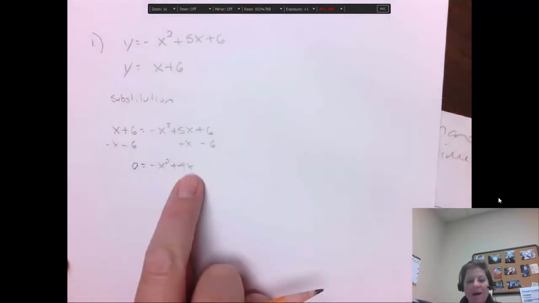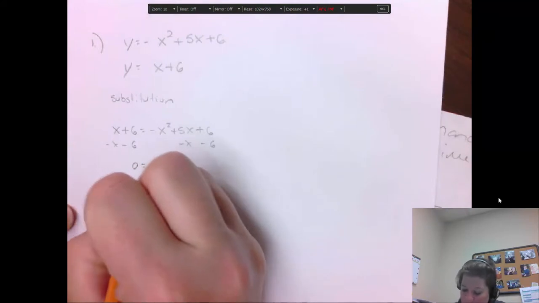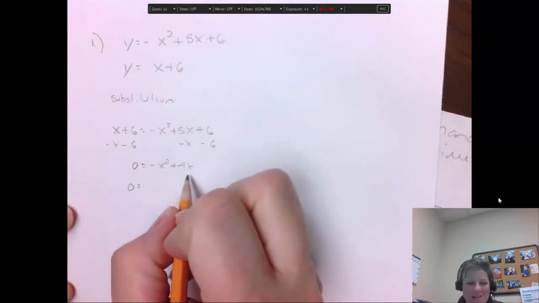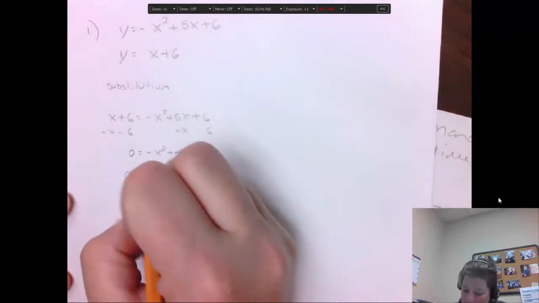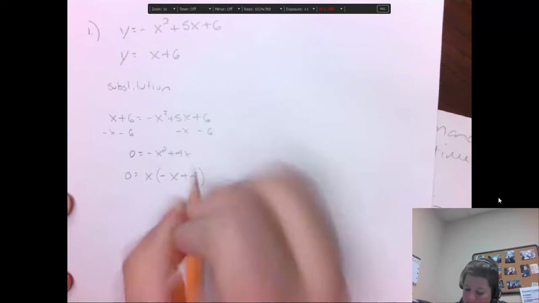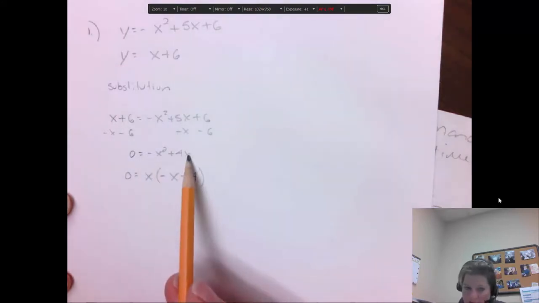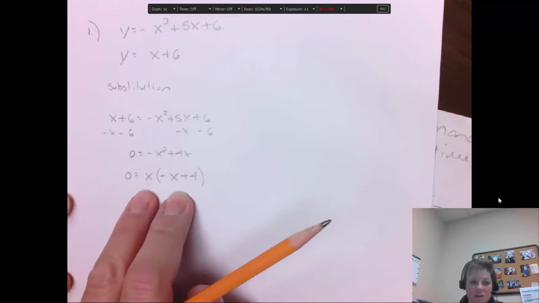So here's my 0 equals my quadratic that I have to solve for. So I'm going to factor. And a lot of these factor out an x because there's not a number, so I don't have to do the other type of factoring. So this one I can factor out an x. I get x times negative x plus 4. So basically you took one x from here, one x from there, and it goes in front. And then those are your two terms.